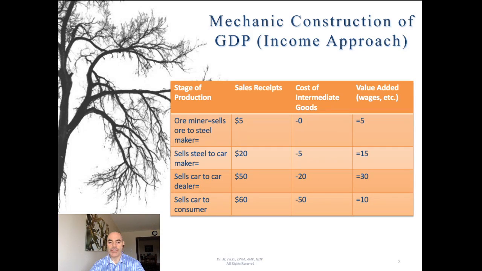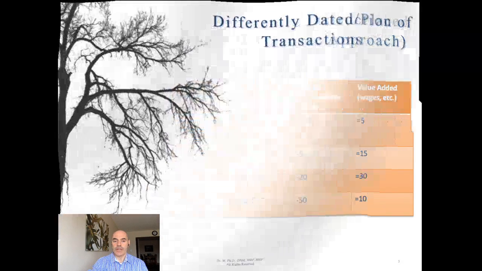And then the dealership sells the car to the consumer. Notice, the consumer is the final station here, for $60. Then the cost is $50, and the value added is $10. All right, so if you take all the numbers in the last column labeled value added, you essentially arrive at the number 60. And that is the value added approach that has constructed in front of you the GDP that we just have calculated.